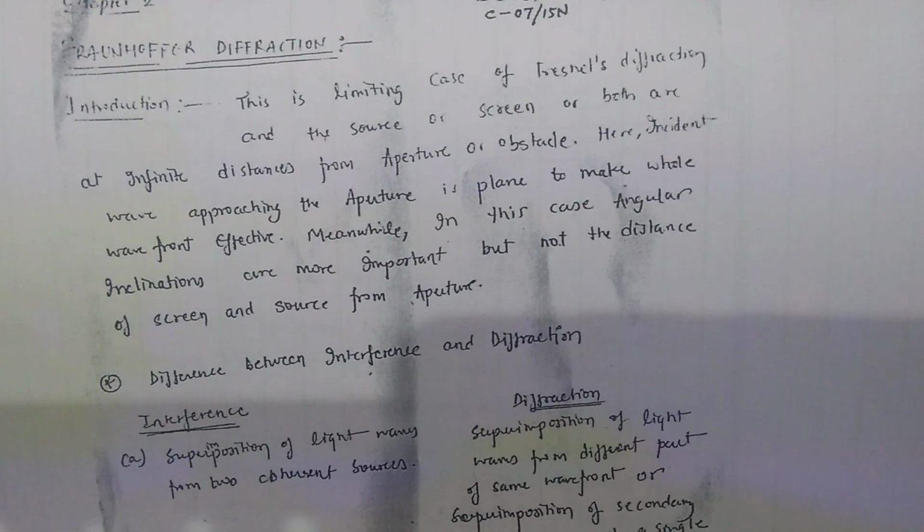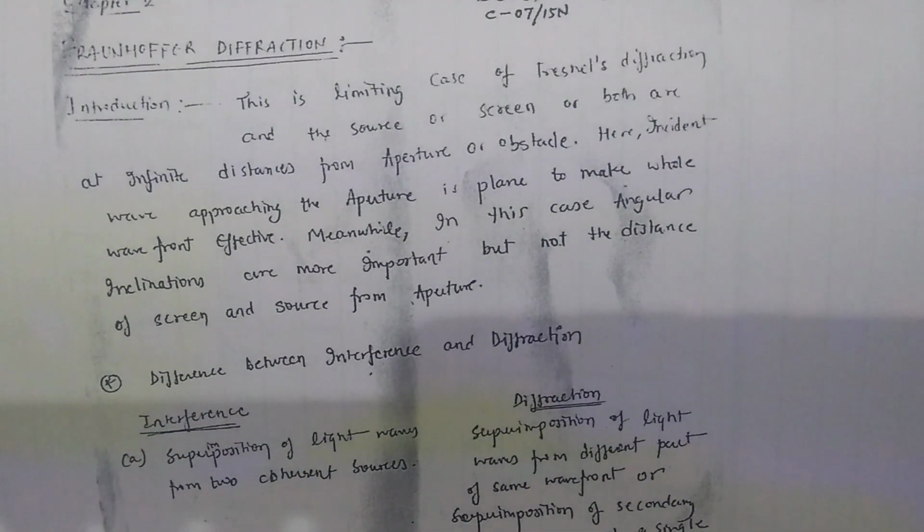In the Fresnel diffraction, the source and screen should be at a finite distance from the obstacle. But in Fraunhofer diffraction, the distance does not matter here. The thing which matters is the angle of inclination. In this case, the source and screen can both be at infinite distances from the obstacle, meaning from where the diffraction will happen, the screen can be at infinite distance.